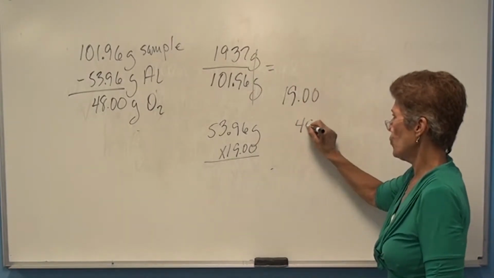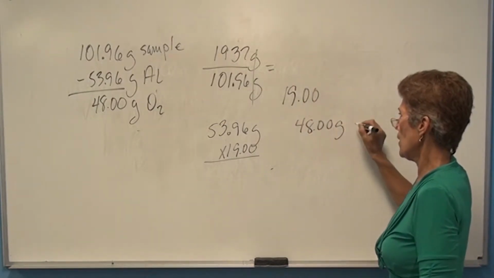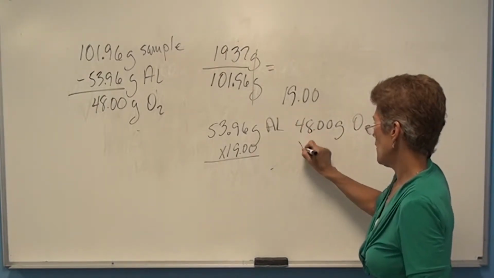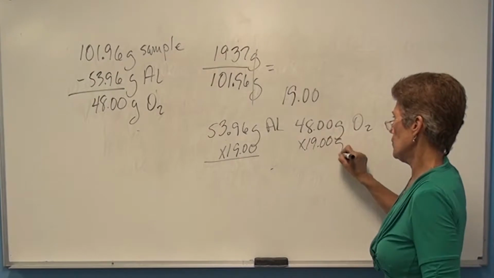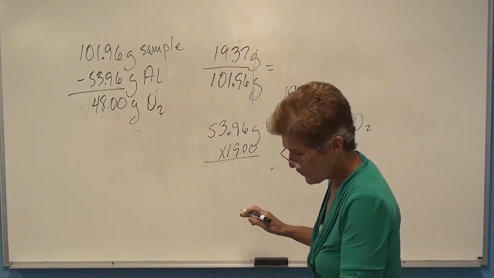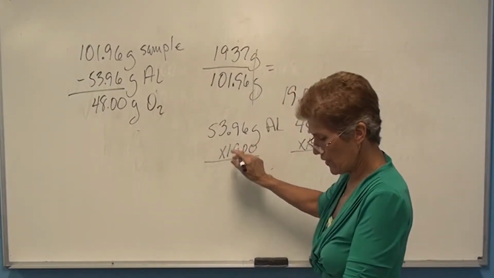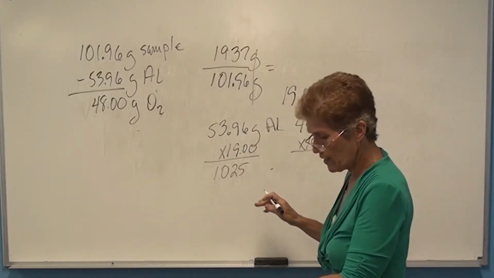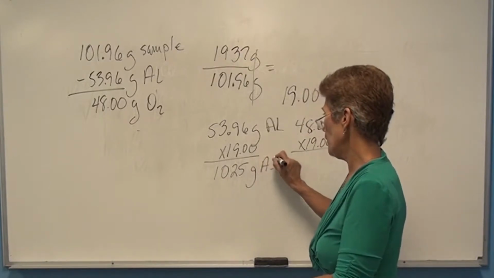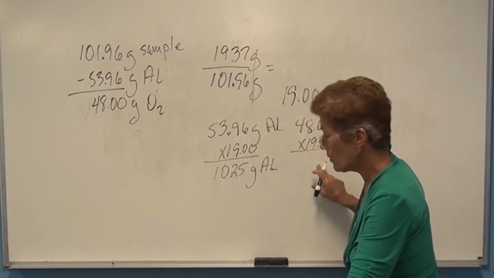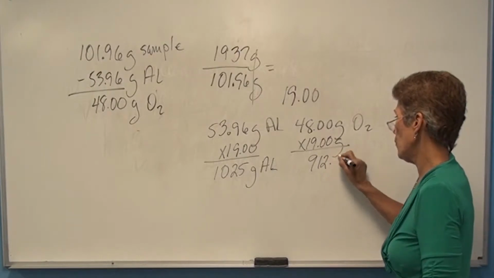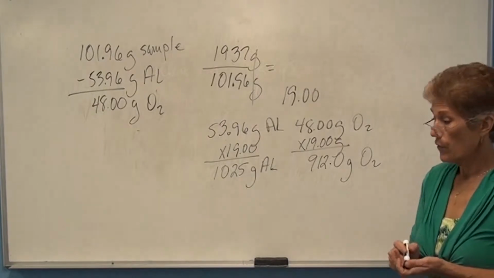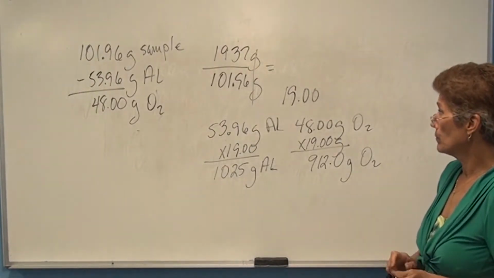And you're going to take your 48.00 grams of oxygen, this is your aluminum, and you multiply that by 19.00 grams. Okay, and so when you do this, you have 4 significant figures, so it's going to be 1,025 grams of aluminum. And this one is going to be 912.0 grams of oxygen. So that's how you would figure that out.